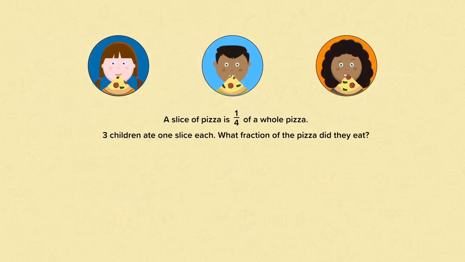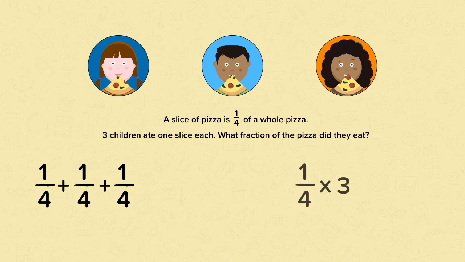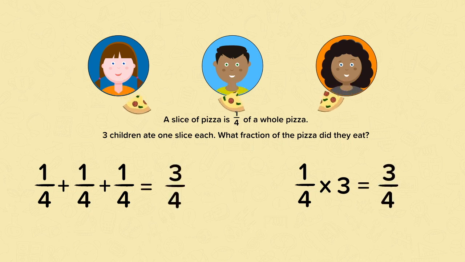To work out the answer, we could add the fractions together. 1/4, add 1/4, add 1/4. However, as the fractions being added are the same, we could also multiply it. Multiply the fraction by simply multiplying the numerator, leaving the denominator the same. 1/4 times 3 equals 3/4. This gives the same answer as adding. This is represented by the model.